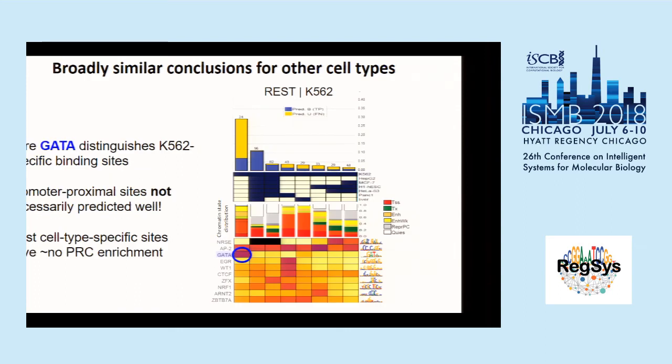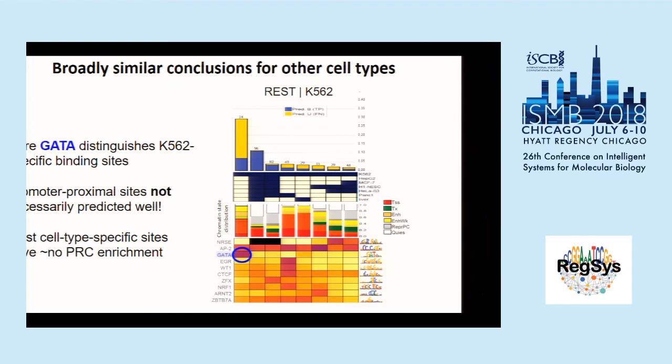And we can switch cell types, and not too much changes in terms of what we see. GATA distinguishes K562 specific binding sites. Again, the REST motif is distinguishing only of constitutive sites, which are predicted nearly perfectly, again.